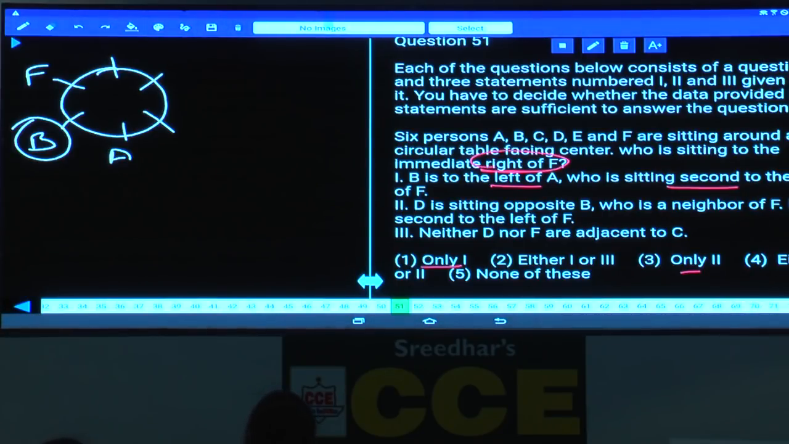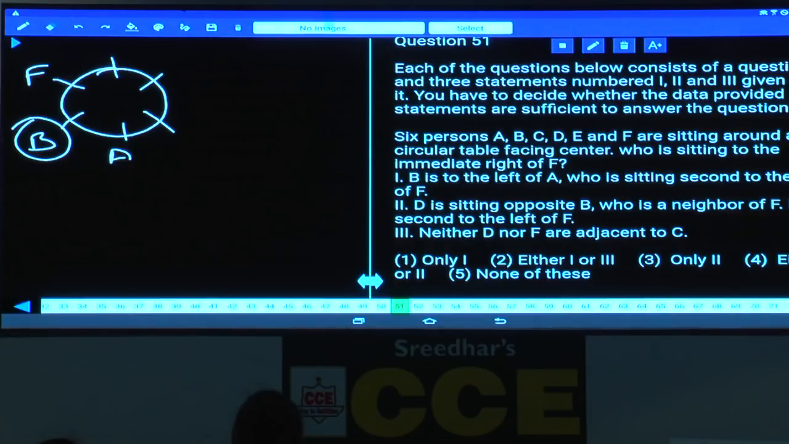One alone? In the circular arrangement, whether the word immediate is given or not, we should always take it as immediate only. Clear now? Hence, what is your answer here? Only one alone is sufficient. As only one alone is sufficient, then tell me.